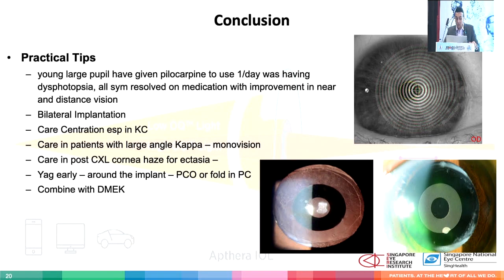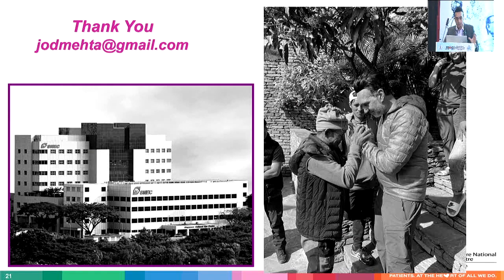Just a few tips: if you do use it in younger patients, you may need to give them pilocarpine, because sometimes the pupil dilator will go beyond the area of the mask, and they'll get issues with glare and halos. Some of my patients, if they're younger, do use this once or twice a week to basically bring the pupil down.